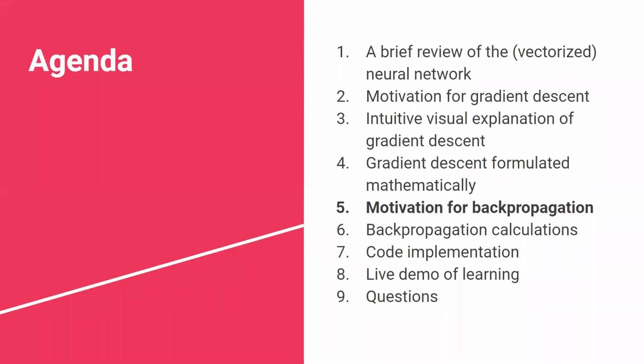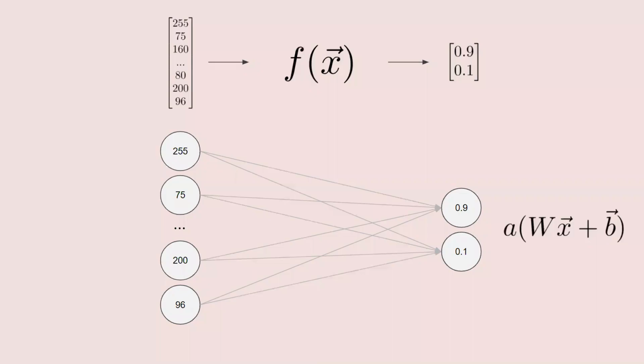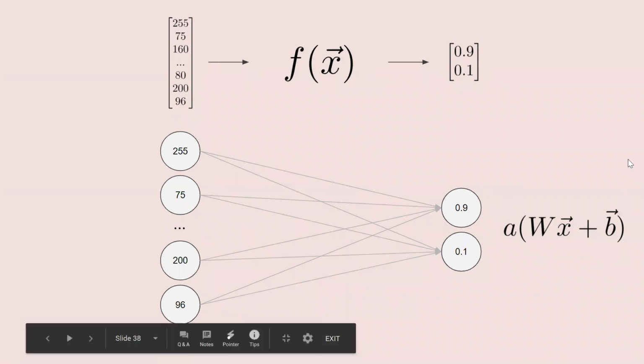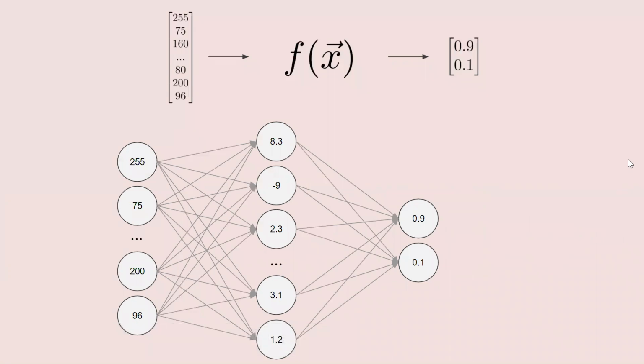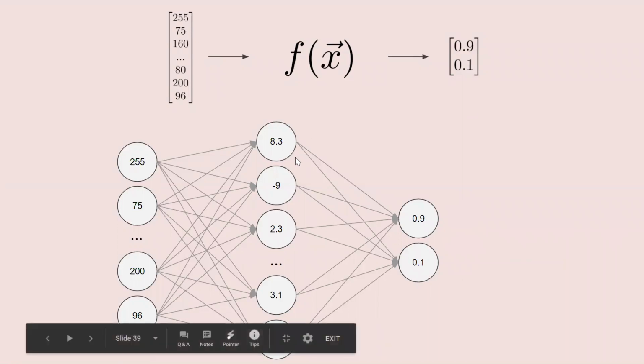Okay, so I want to go over the motivation for backpropagation now. As we recall before, this is a very simple neural network. It has an input layer and an output layer, and we describe the output as being this formula. One thing that we hinted at in our first workshop was that you can have multiple layers, right? You don't have to just have an input and an output layer. You can have layers in between, and those layers in between are called hidden layers.